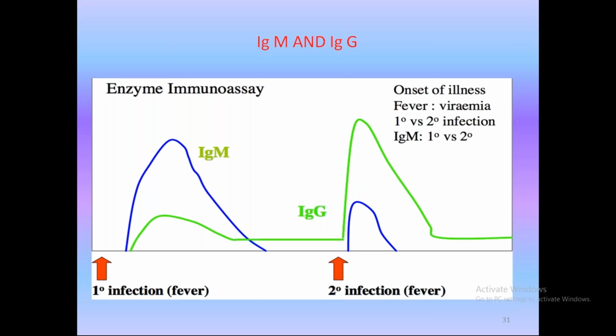So here, how the IgM and IgG antibodies rise after the first, that is primary infection, and after secondary infection. In case of primary infection, that means the first time the child got infected with the dengue virus, whether it's dengue virus 1, 2, 3 or 4, any serotype, that is called primary infection. Usually they will present with high grade fever, body pains and sore throat.